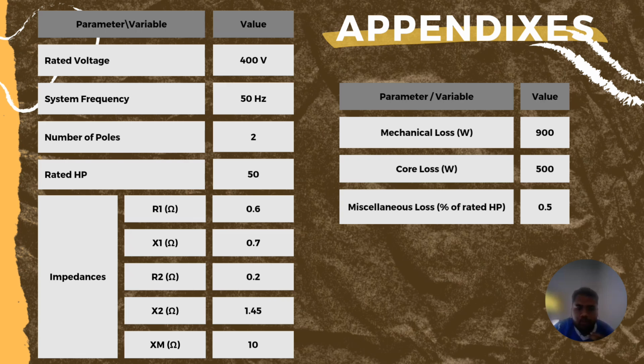For impedance, we have 5 impedances: R1 0.6 ohm, X1 0.7 ohm, R2 0.2 ohm, X2 1.45 ohm, and Xm is 10 ohm. For power losses, we have 3 power losses. The first one is mechanical loss, 900 watts, core loss 500 watts, and for our machinist's loss, the percentage rate with horsepower is 0.5%.